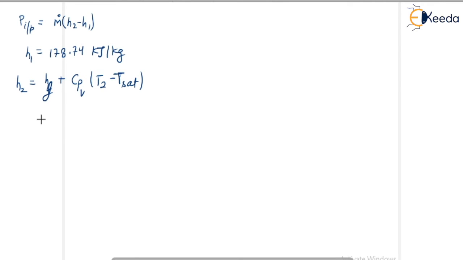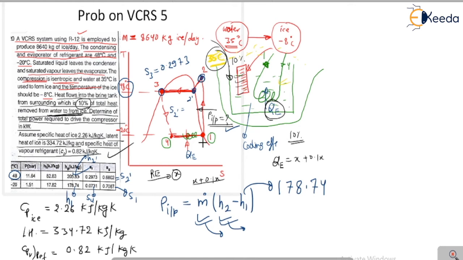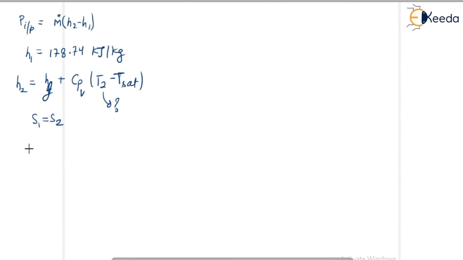So my dear friends, here T2 again is unknown for us. Again apply the entropy formula. S1 is just equal to S2. Here S1 is equal to 0.7087 as per the given question, that means kilojoule per kg Kelvin. And so S2 equal to what?